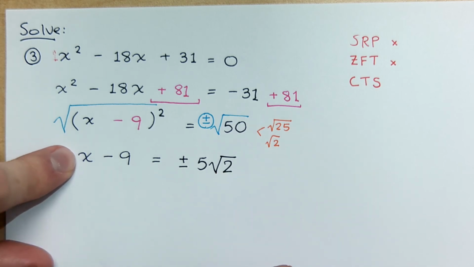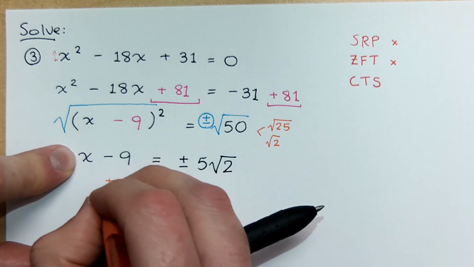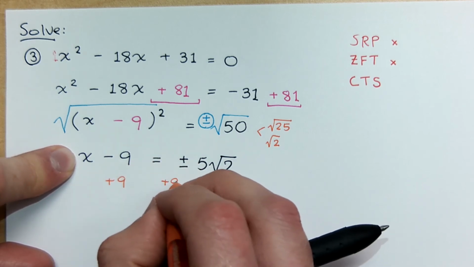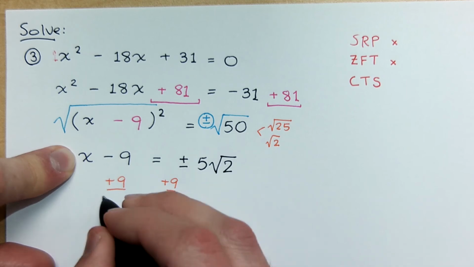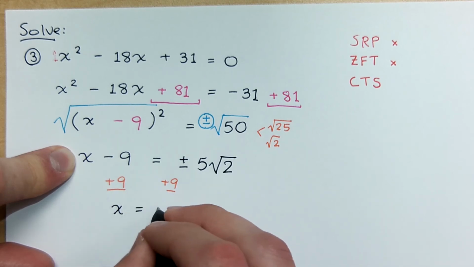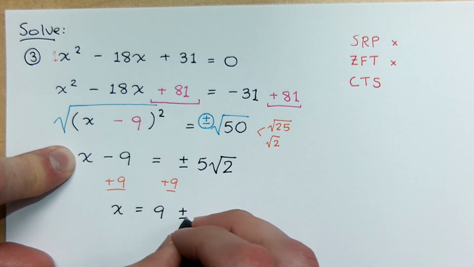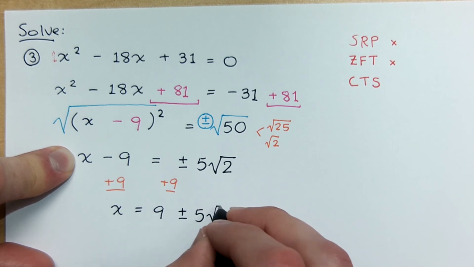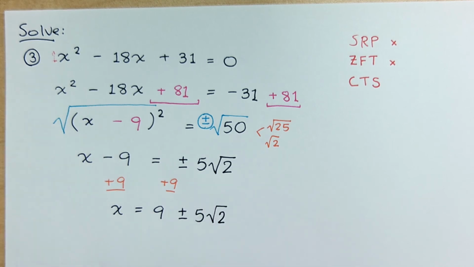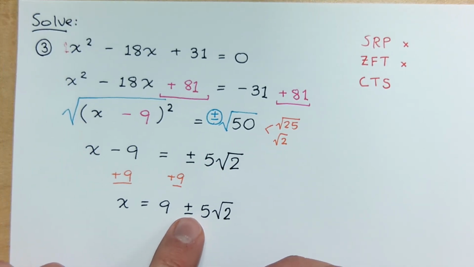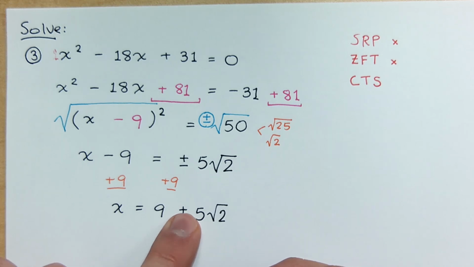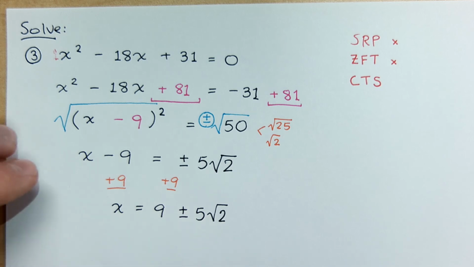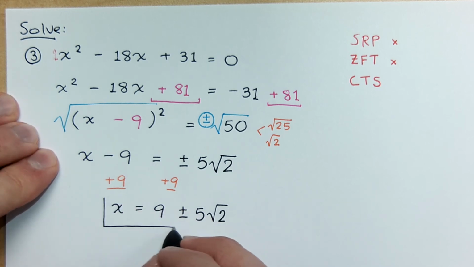Finally, to get x by itself, we add 9 to both sides. We have x is equal to positive 9 plus or minus 5 square roots of 2. You could try to separate this into the two separate answers. But if you take a look at this right here, if I don't have the minus and I just have 9 plus 5 square roots of 2, there's nothing else to do. So we can leave it here simply as 9 plus or minus 5 square roots of 2.